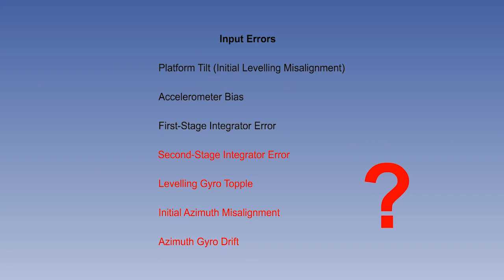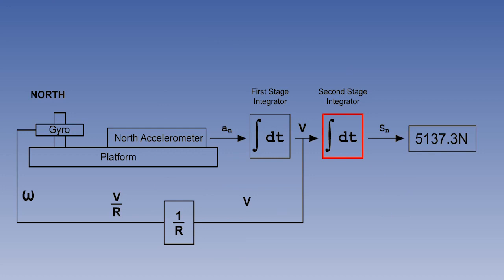We'll now go on to unbounded errors. There are other errors, and they do not follow this sinusoidal pattern. Instead, they get worse with time. The second-stage integrator is a good example. It is outside the V/R feedback loop.